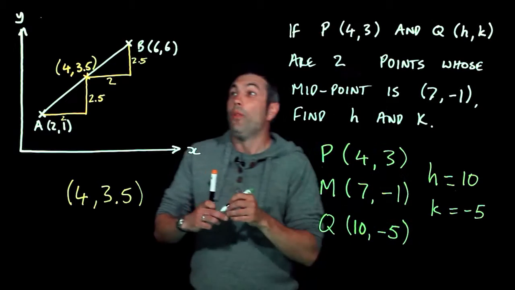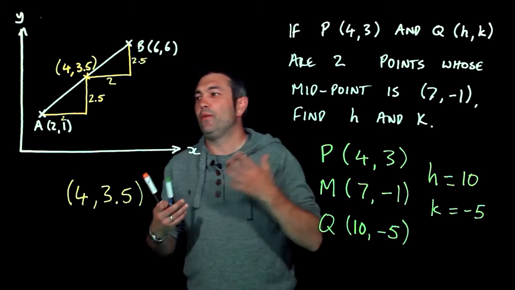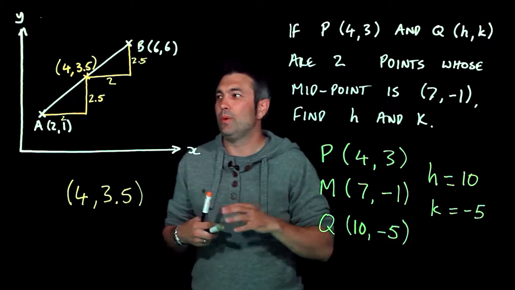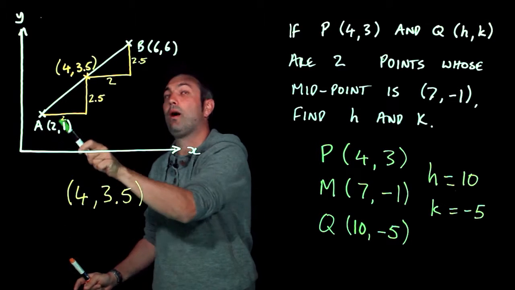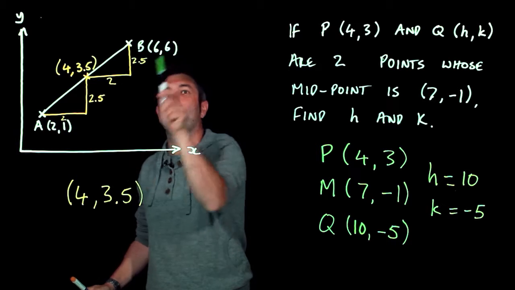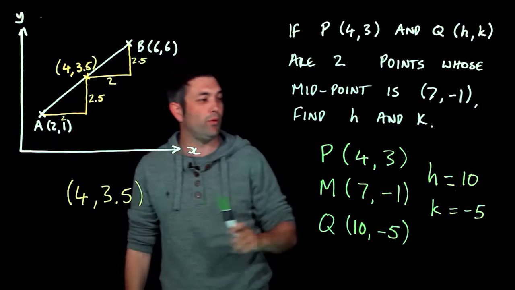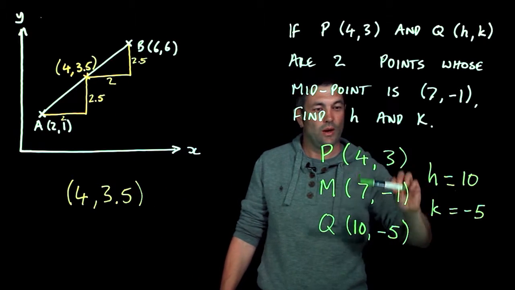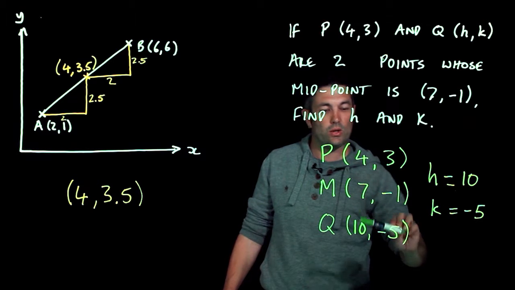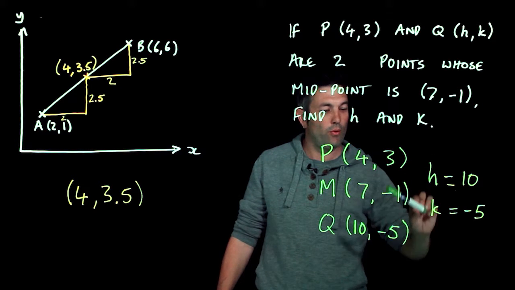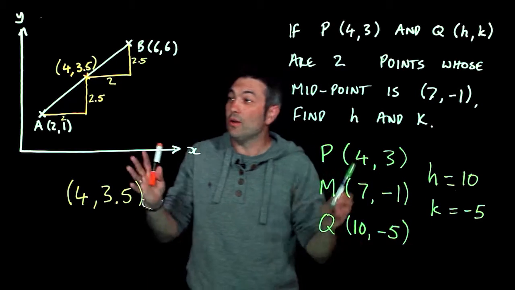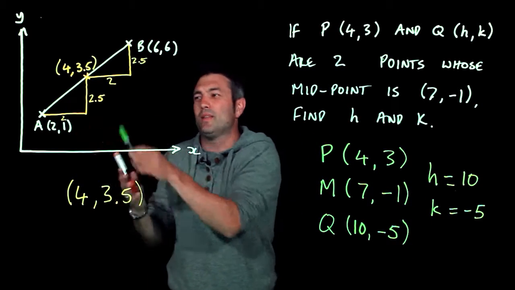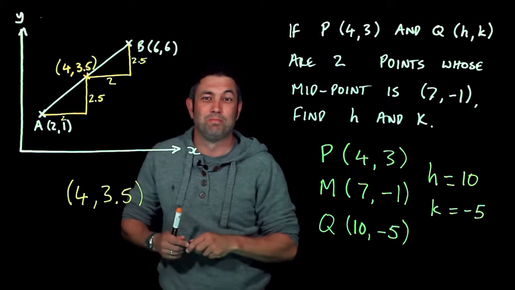Now, there is another way that if you're in a top set, you might have been told this, where you just add these two. 2 add 6 is 8, and then halve it, you get 4. 1 add 6 is 7, halve it, you get 3.5. Works the same with this. 4 add 10 is 14, halve it, you get 7. 3 add -5 is -2, halve it, you get -1. So there are different ways of doing this, but basically they're just 2 equal steps.